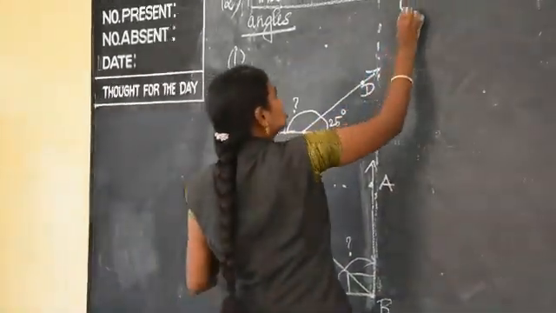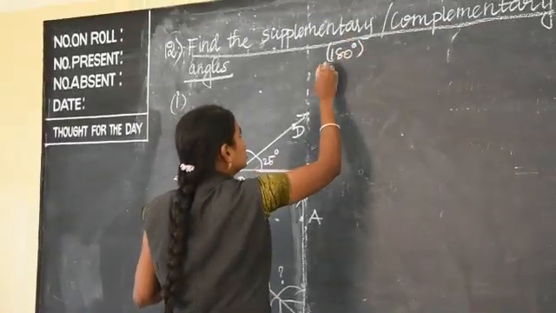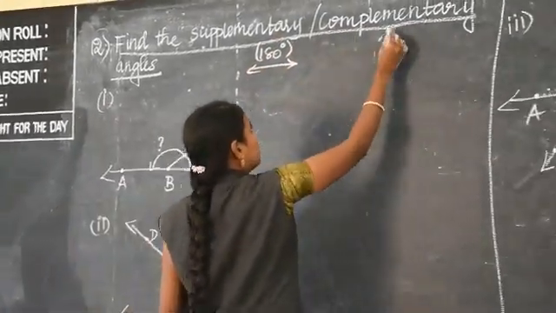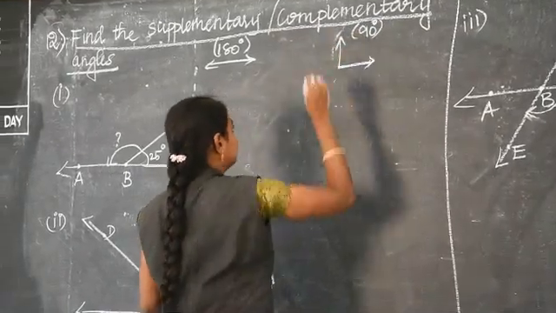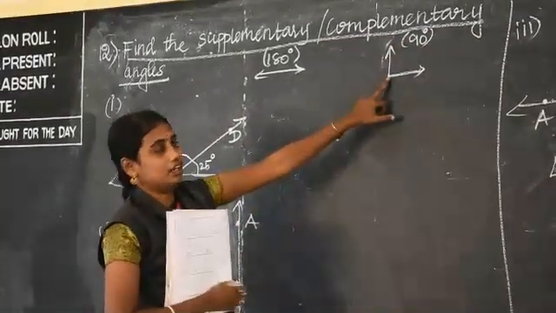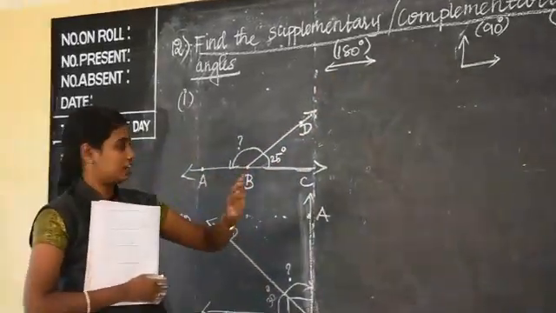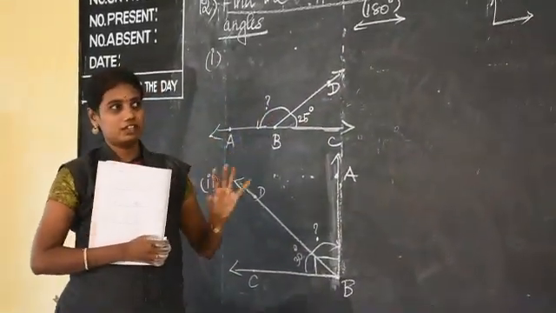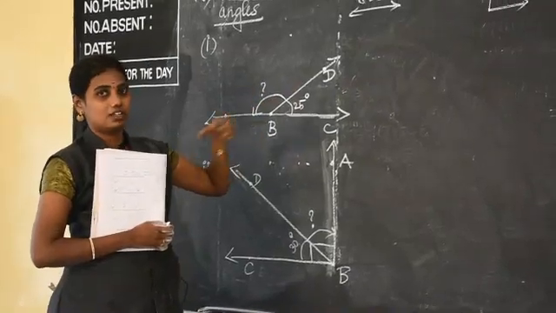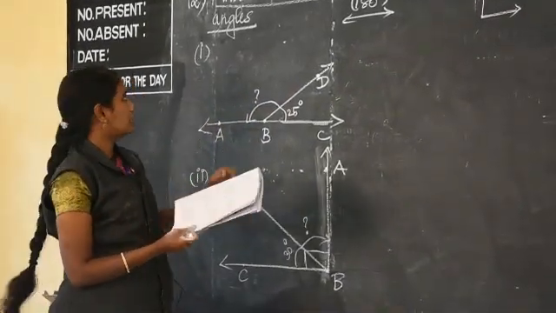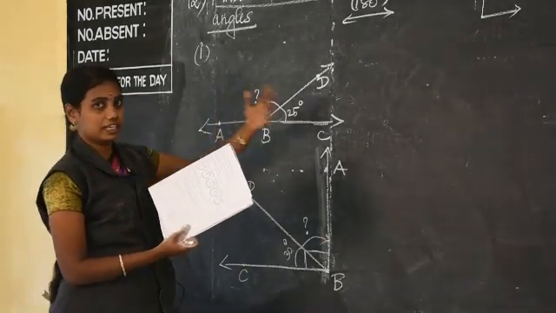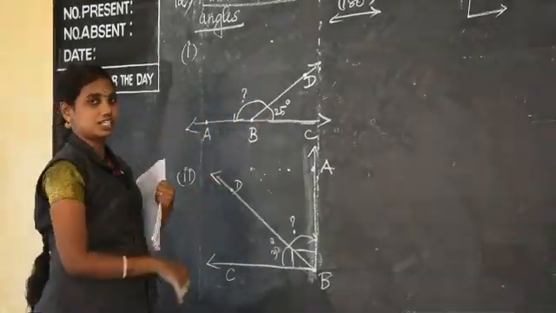So this we must know. Supplementary is 180 degrees, a straight angle. Complementary is 90 degrees, a right angle. So this is our right angle, and this is our straight angle. Observing the picture, we are going to find out, like the same model which we learned in question number 10 and 11. Here the pictures are given, and the angle numbers are given.